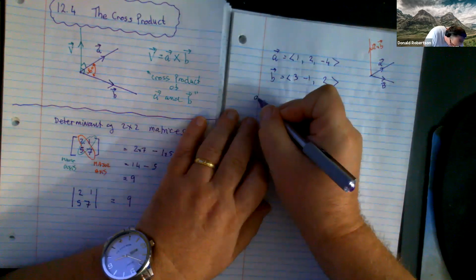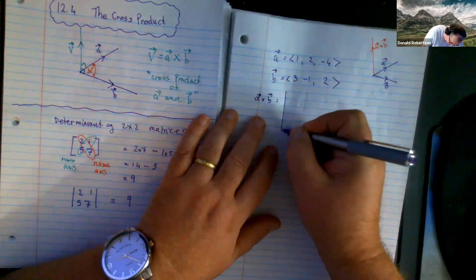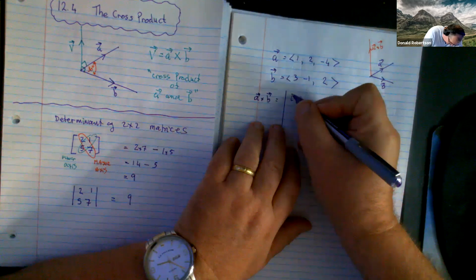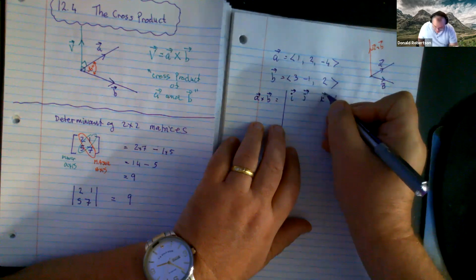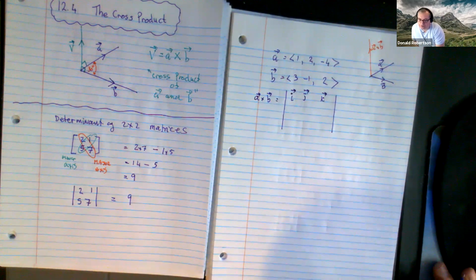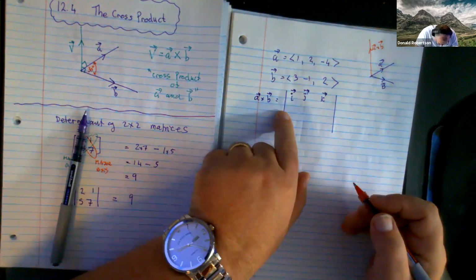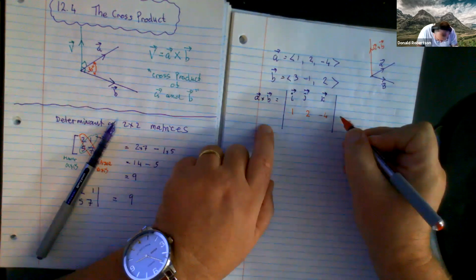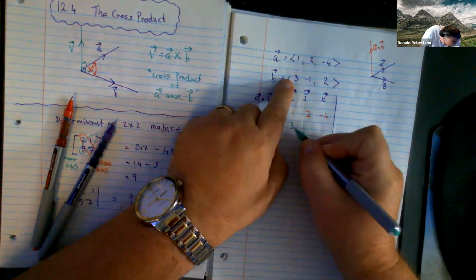And this is how you're going to set it up. You're going to create a 3 by 3 matrix. And the first row is going to be our I, our J, and our K guys. Remember those? So the first row of your cross product matrix is going to be I, J, K. The second row is going to be 1, 2, -4, so essentially A. And your third row is going to be B.